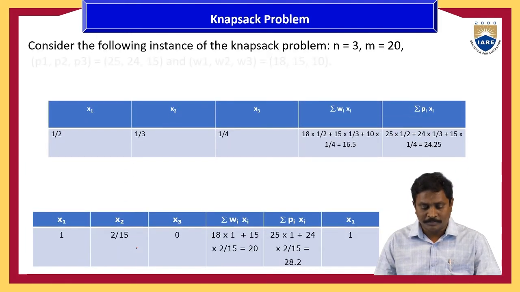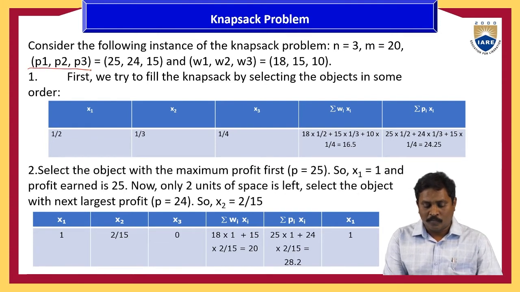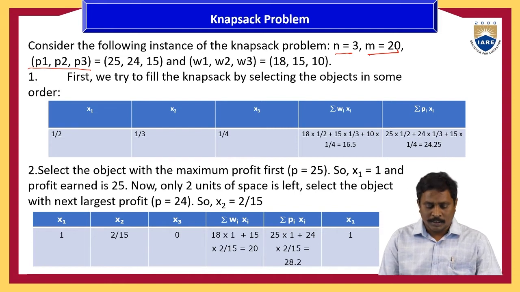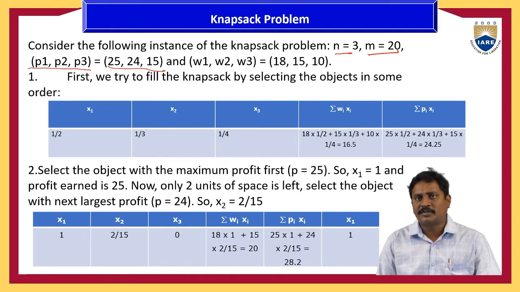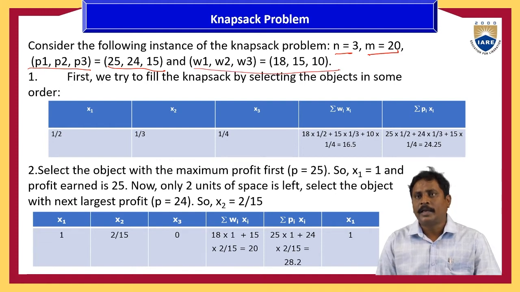So this is the problem. Here n equal to 3, so there are 3 objects. The M value is 20, the maximum capacity. The corresponding 3 profit values are given: 25, 24, 15. And the corresponding weight values are 18, 15, 10.